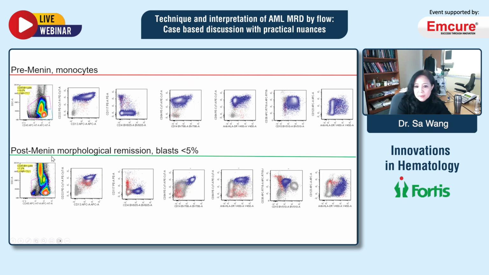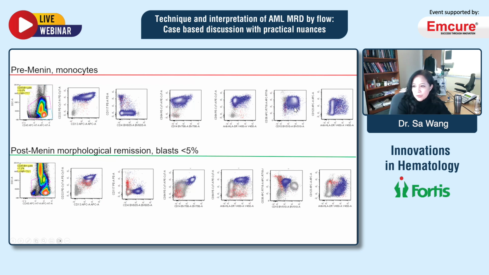But post-Menin inhibitor, the patient achieved morphological remission with less than 5% blasts. So you can see here, it's very different. The monocytes are now coming here. We have a lot of granulocytes. Before we had almost no granulocytes. And the monocytes look very mature. If you see CD64, CD14, it's completely expressed. Now they all have HLA-DR.